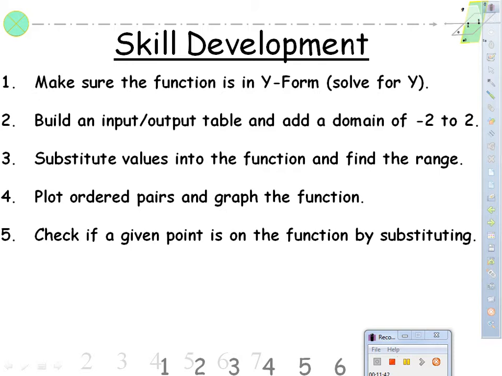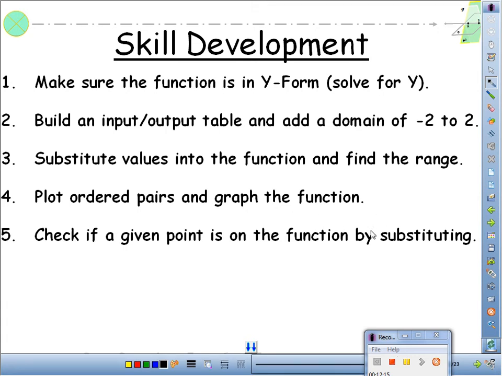Steps. Here we go. Step 1. What did we say step 1 was? Solve for y. But if you want to write the entire thing, it says make sure the function is in y form, or solve for y. Step 2, build an input-output table and add a domain of -2 to 2. Step 3, substitute values into the function and find the range. Step 4, plot your ordered pairs and graph the function. Step 5, check if a given point is on the function by substituting.